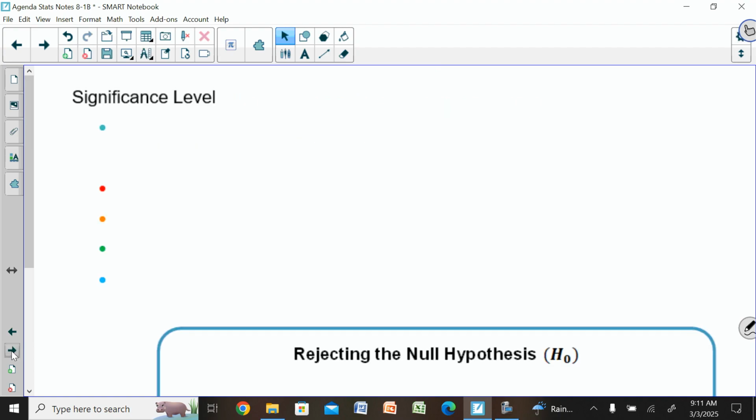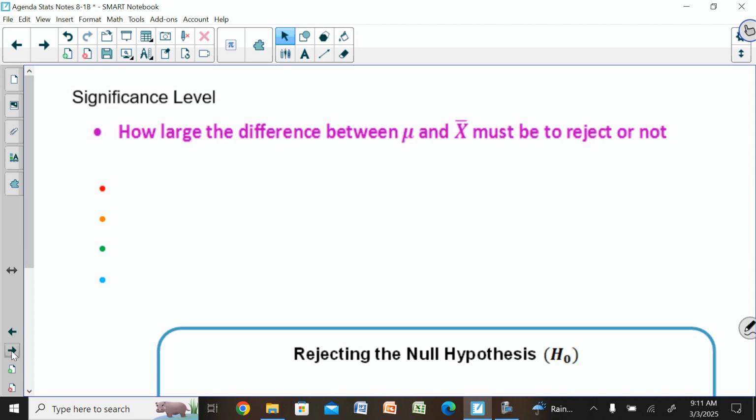So we talk about significance levels, definitely related to our confidence levels for confidence intervals. The significance level is looking at how large the difference between mu and X bar must be to reject or not reject H sub O. And again, we can talk later in the chapter about how large the difference between P and P hat must be to reject or not reject H sub O.